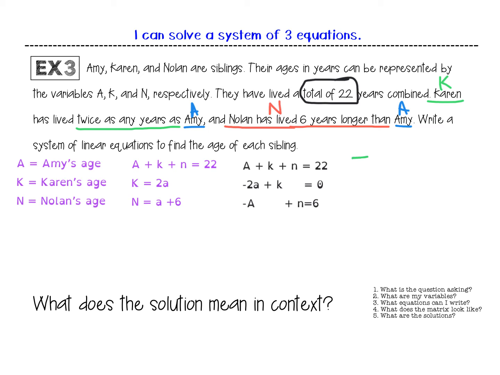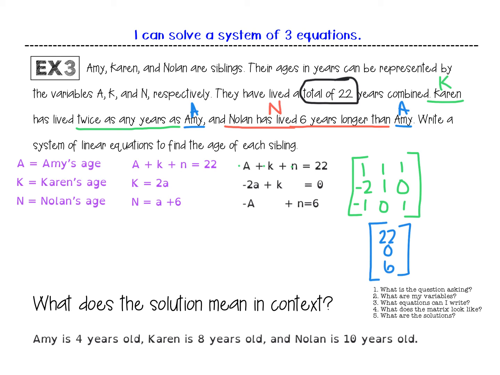So my matrix A is going to be 1, 1, 1, because I have 1, 1, and 1, negative 2, 1, and 0 n's, and then negative 1, 0 k's, and 1 n. And then my matrix B is going to be 22, 0, and 6. So go ahead and see if you can find the ages of these children. So hopefully you came up with Amy is 4, Karen is 8, and Nolan is 10.